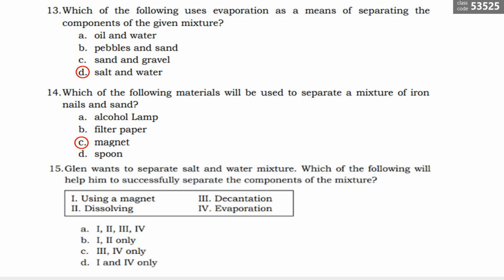Okay. So number 15. Glenn wants to separate a salt and water mixture. Which of the following will help him to successfully separate the components of the mixture? 1. Using a magnet. 2. Dissolving. 3. Decantation. 4. Evaporation. Is it A, 1, 2, 3, and 4? Letter B, 1 and 2 only. Letter C, 3 and 4 only. Or letter D, 1 and 4 only. Go.